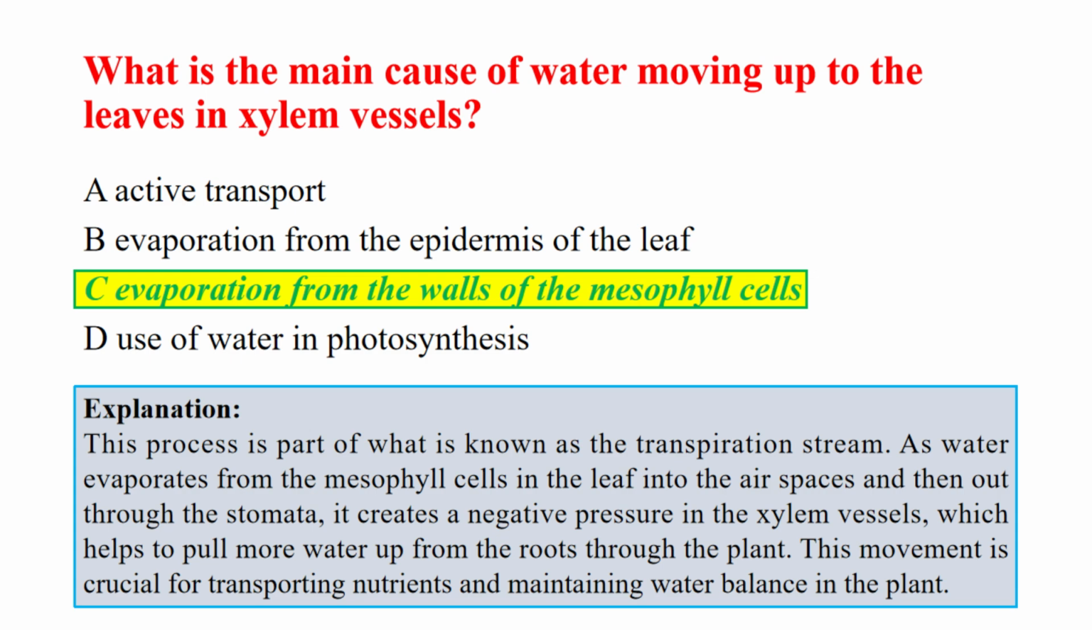This is because water moves up through the xylem vessels primarily due to the process of transpiration. Specifically, it's the evaporation of water from the walls of the mesophyll cells in the leaf that creates a negative pressure. This pressure helps to pull more water up from the roots through the plant's vascular system. While active transport and the use of water in photosynthesis are important processes in plants, they are not the primary drivers of water movement in the xylem vessels. Similarly, while evaporation from the epidermis does play a role, the mesophyll cells are where the key evaporation occurs.